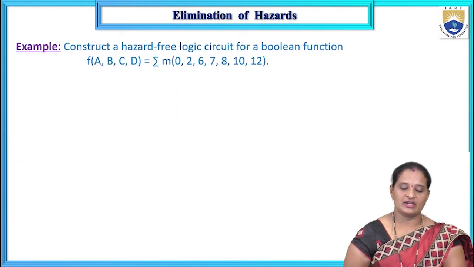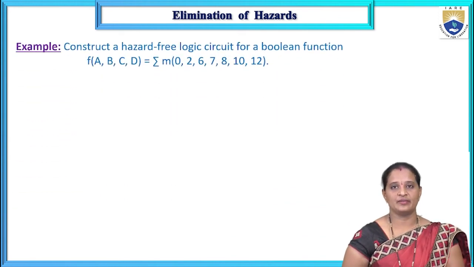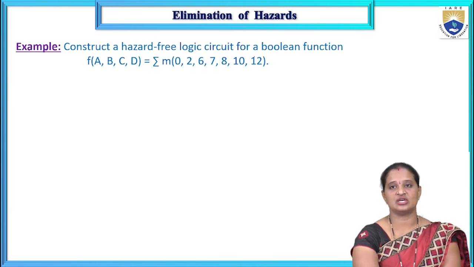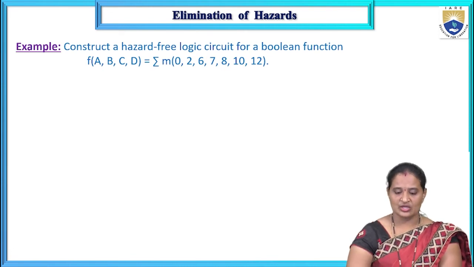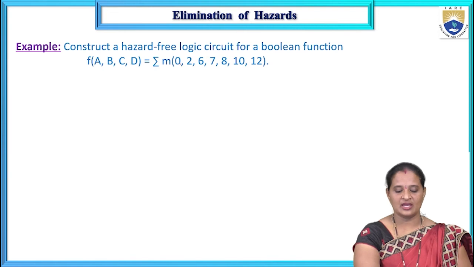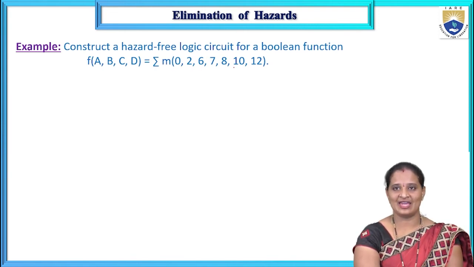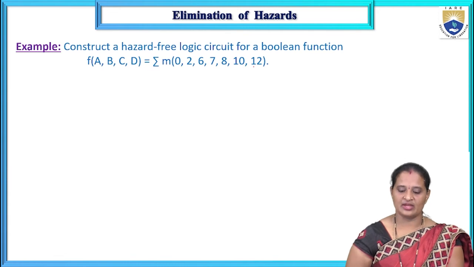Okay. So now let us consider another example. Construct a hazard-free logic circuit for a Boolean function. So you may get some questions like eliminate the hazards in a given logic circuit. First we need to identify the hazard and then we need to eliminate the hazard. So here the given Boolean function is summation m of 0, 2, 6, 7, 8, 10, 12. So this is a Boolean function.